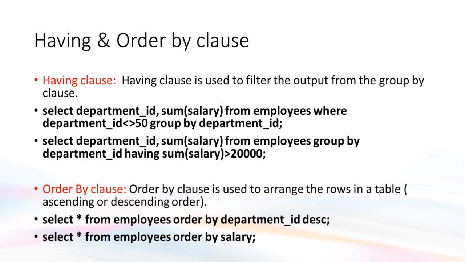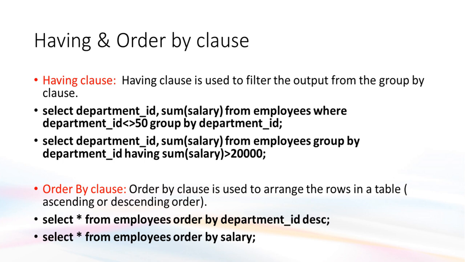So here my query is select department ID, sum of salary from employees where department ID is equal to 50. What will this give? Basically this will filter department ID as 50, so I will get only department number 50. Once the condition is applied, then it will group the values. That's the reason we need to use group by again after using the where condition. Okay, this is the first query.